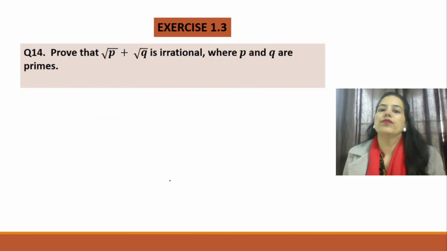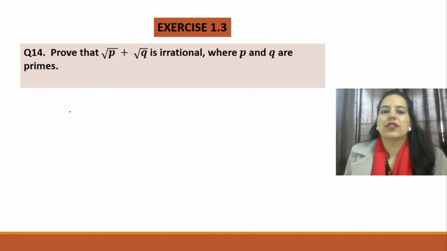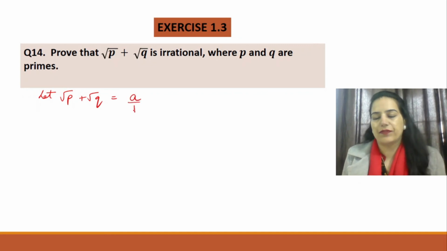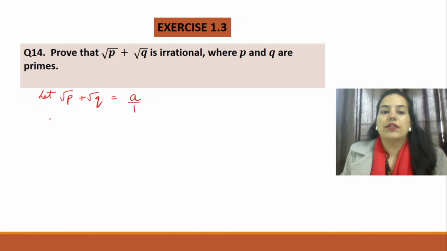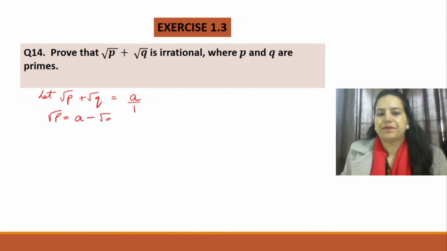Question 14. Prove that root p plus root q is irrational where p and q are primes. We have done a similar question where it was root 3 and root 5. So in these questions, we again presume that root p plus root q is rational, and root p plus root q is equal to an integer a, or I may take it as a by 1 for convenience in the calculations. You may continue with a upon b also. Now I will transpose one of them. It's your wish, you can transpose any one of them.